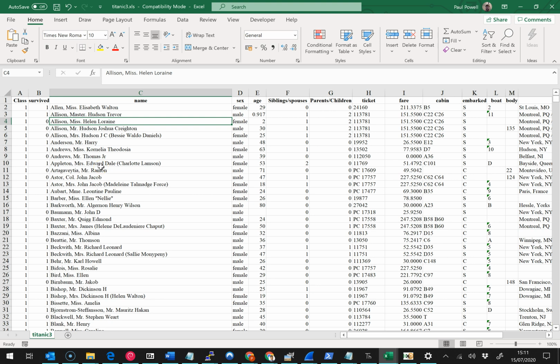So, come back in the next video and we will start to do some basic statistics on this now that we know what the columns mean.